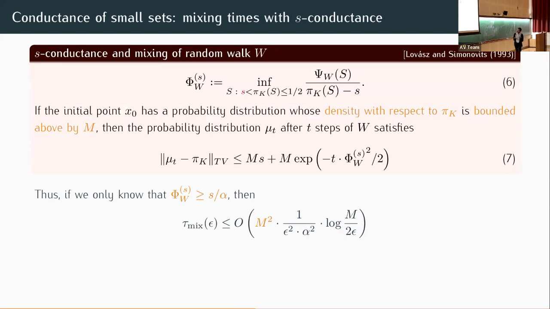This is the corresponding expression for how fast things mix with S conductance. If you only have an S conductance bound, for certain S, then the mixing time bound looks like M times S. This term is just there; it's not decaying at all. And then there's a decaying term here, which is similar, but the crucial thing is this fixed term.